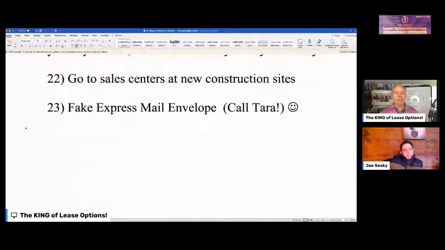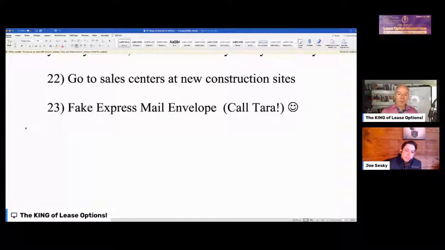Sales centers at new construction sites. I used to do this quite a bit when they were building up North Fort Worth back in 2010, 11, 12. I would go to the sales centers at new construction sites and take a stack of my cards there and say, hey, when you have someone coming here that wants to buy a house, but they have another house, boom, here's my card.